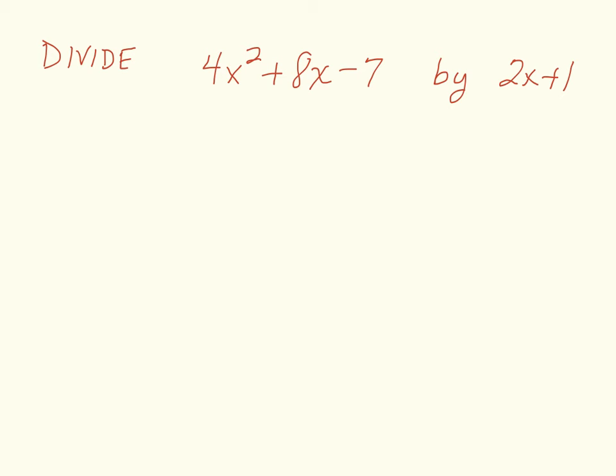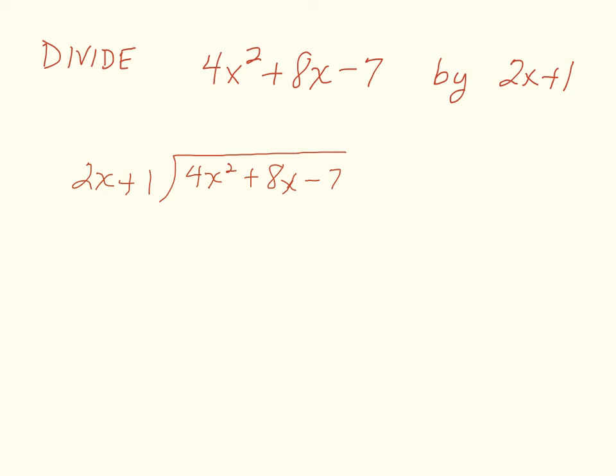Here's another problem. We're going to divide, but as we're placing our dividend under the division bar, let's make sure all of our exponents are in place. So we have a 4x squared, we have an 8x to the first, and then we have a constant term, negative 7. It's in descending order, and there are no missing exponents. So let's divide 2x plus 1 into 4x squared plus 8x minus 7.